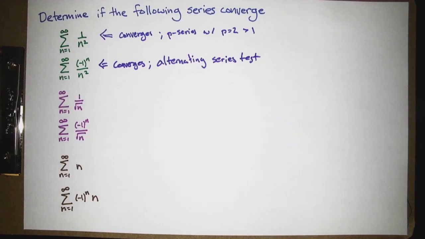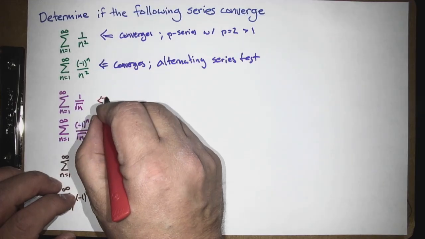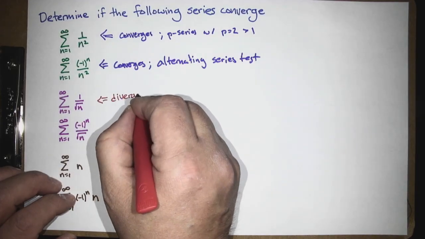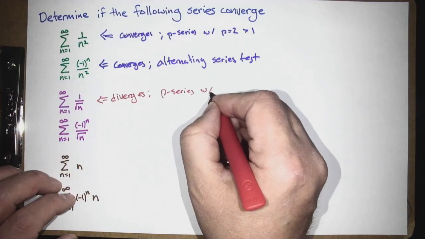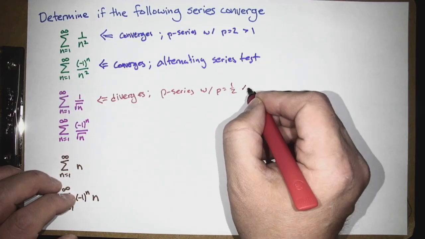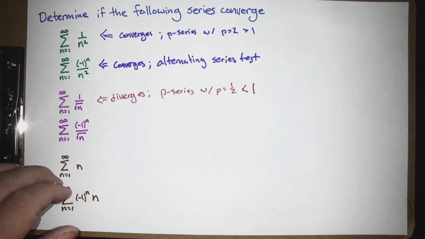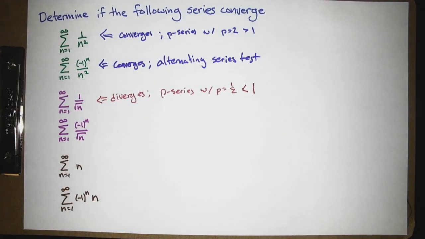Okay. Well, let's go to our next batch. The sum of 1 over root n. Do we converge or diverge? How do we know? Diverge, okay. How do we know? It's a p-series. What's p in this case? 1/2. P-series with p equals 1/2, which is less than 1. We could even say less than or equal to 1.